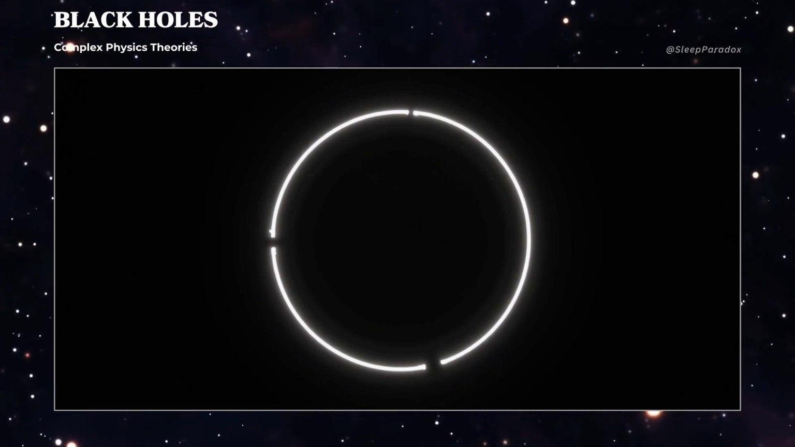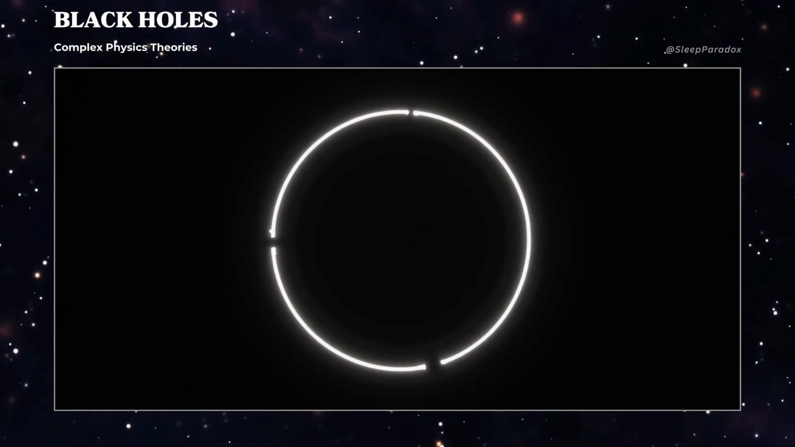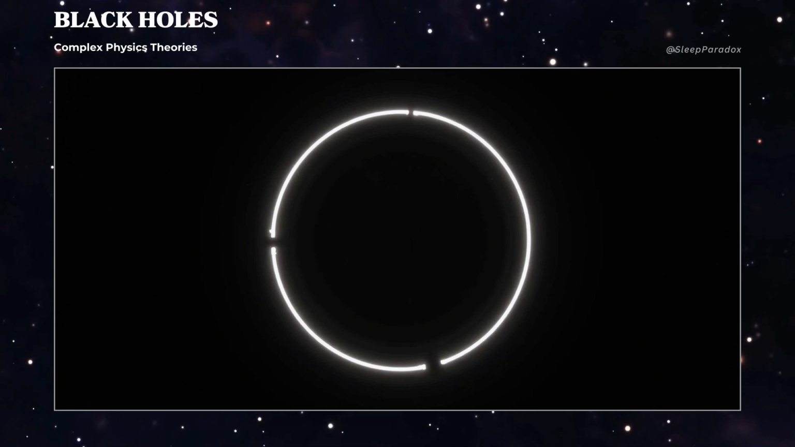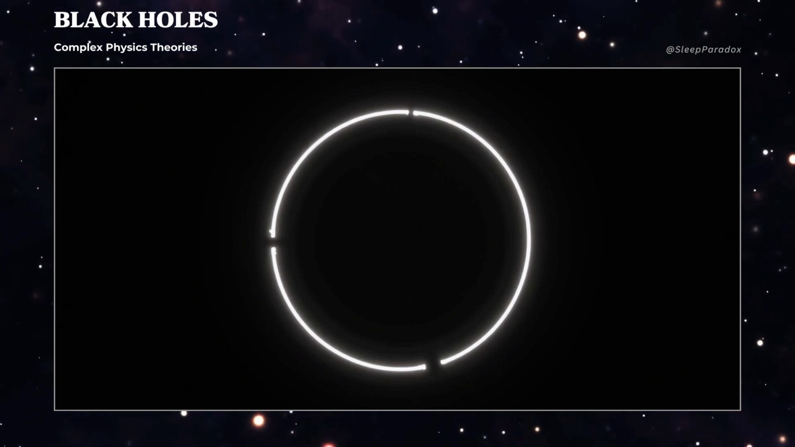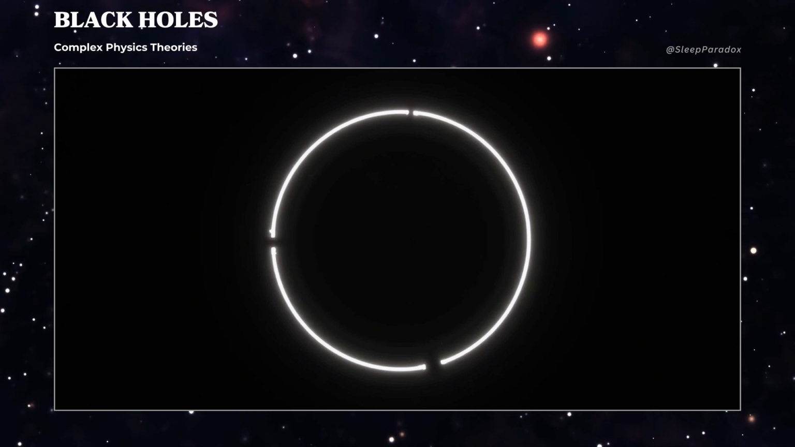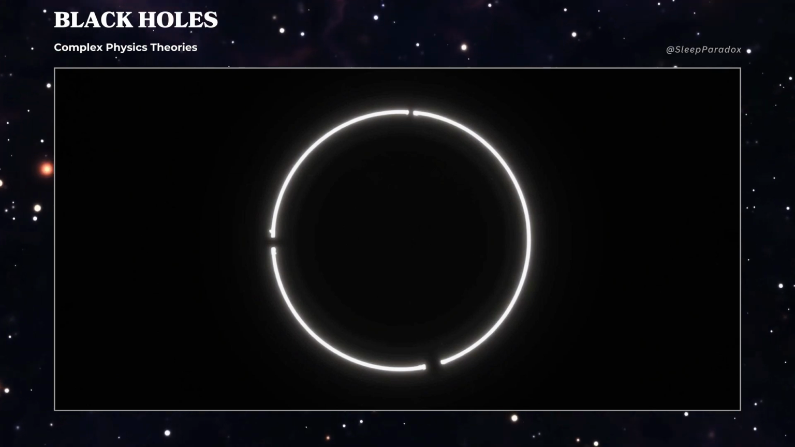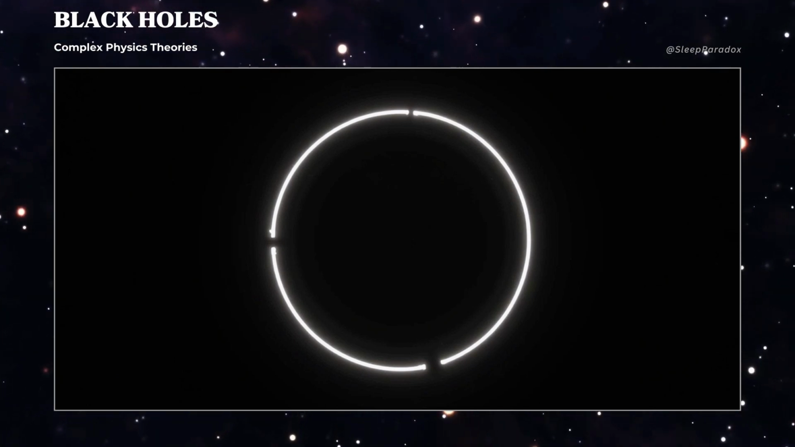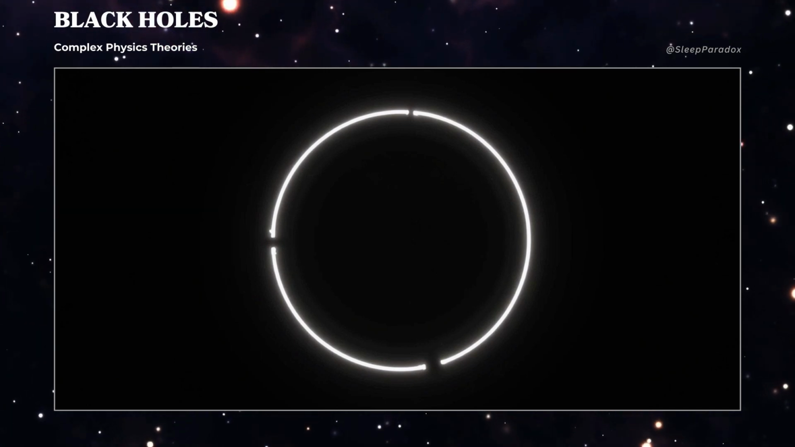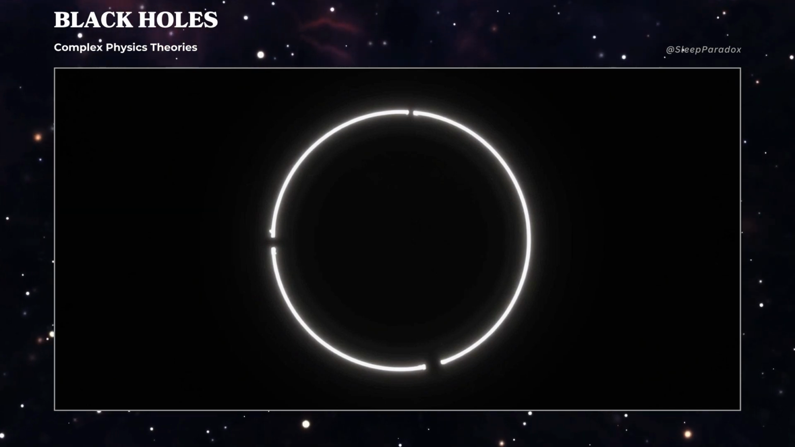Once something crosses the event horizon, it cannot escape, not because it lacks energy, but because the structure of space-time is so distorted that all paths lead inward. To an outside observer, anything falling in appears to slow down as it approaches the event horizon, never quite crossing it. But from the perspective of the falling object, the descent is inevitable and quick.